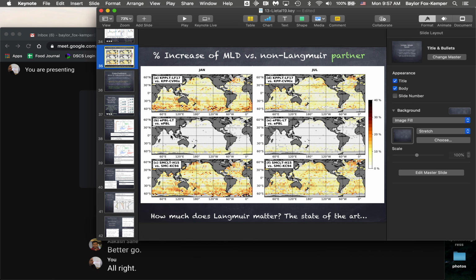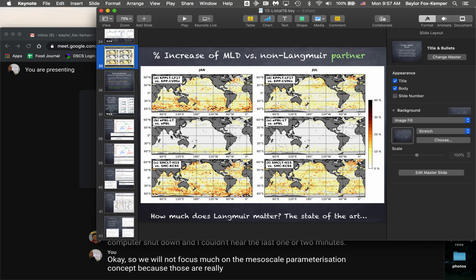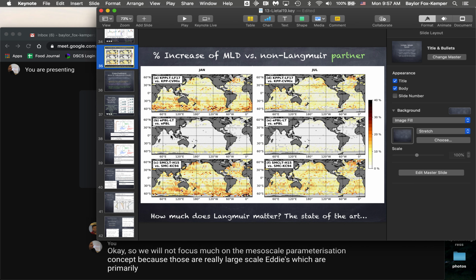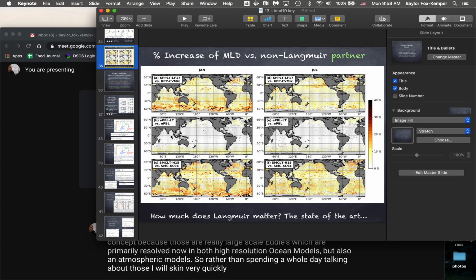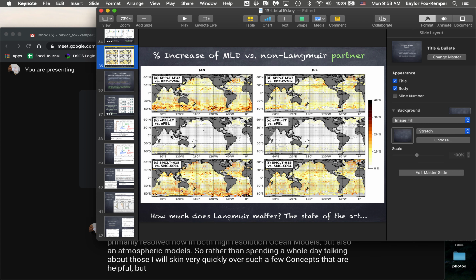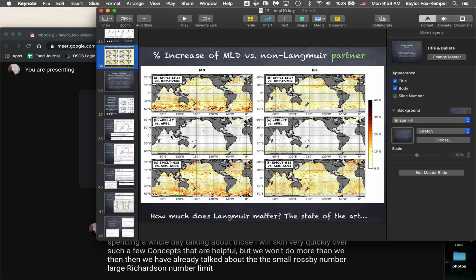Sorry, can you please repeat? My computer shut down and I couldn't hear the last one or two minutes. Okay, so we will not focus much on the mesoscale parameterization concept because those are really large scale eddies which are primarily resolved now in both high resolution ocean models but also in atmospheric models. So rather than spending a whole day talking about those, I will skim very quickly over a few concepts that are helpful, but we won't do more than we have already talked about the small Rossby number, large Richardson number limit as we think about the parameterization development.